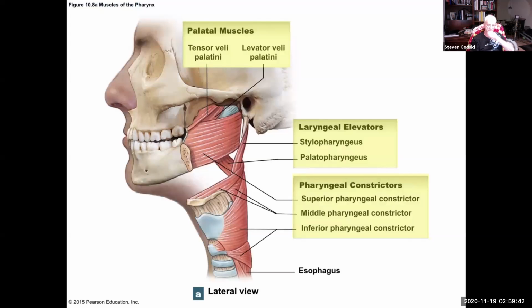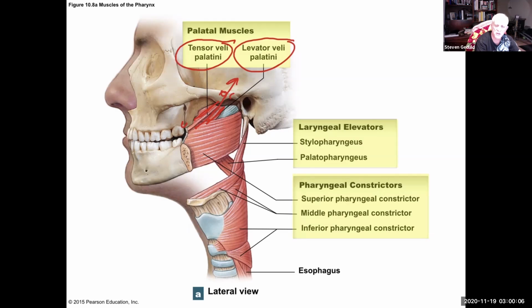Okay. So here are your palatal muscles. Again, the palatal muscles lift the soft palate. The palatal muscles include the tensor veli palatini and the levator veli palatini. And again, these muscles you see right here and right here, if you see the anchoring points, they anchor the soft palate. As they contract, they're going to push in this direction, right? They're going to lift the soft palate.